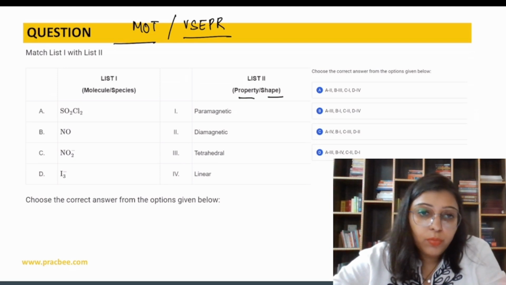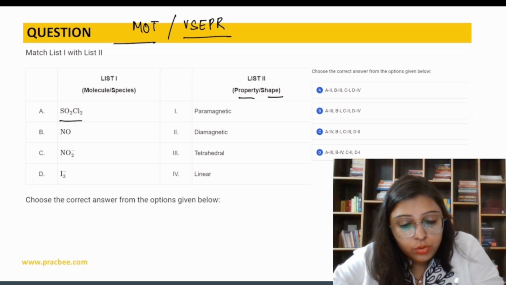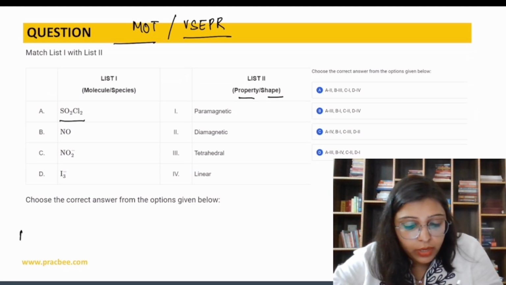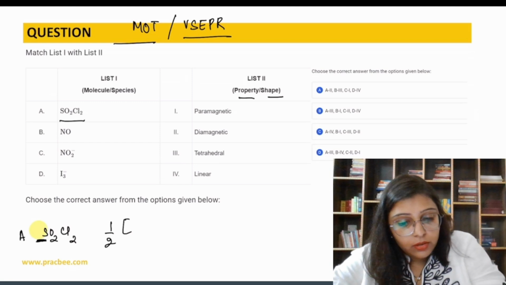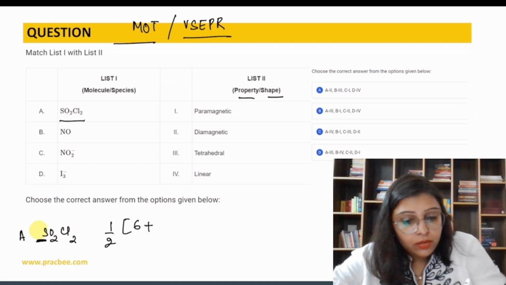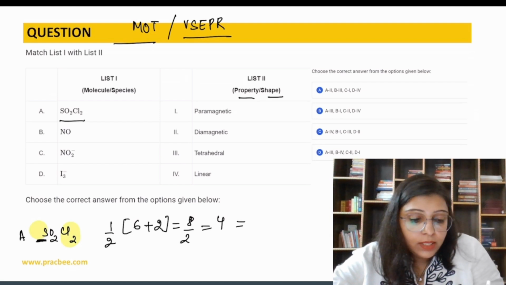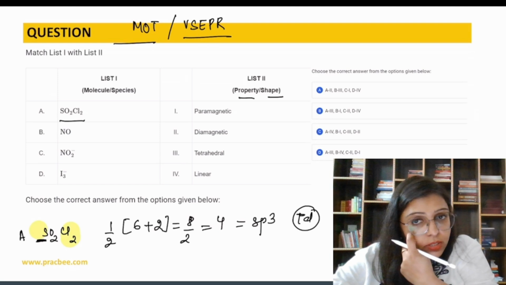Okay, MOT and VSEPR, both concepts we are going to apply in this question. So see, SO2Cl2, option A. We have valence electrons on the central atom. The central atom is sulfur, least in number, maximum valency, so 6. Two monovalent chlorine, so 6 plus 2, 8. So 8 by 2 is equal to 4. 4 means sp3, and geometry is tetrahedral.